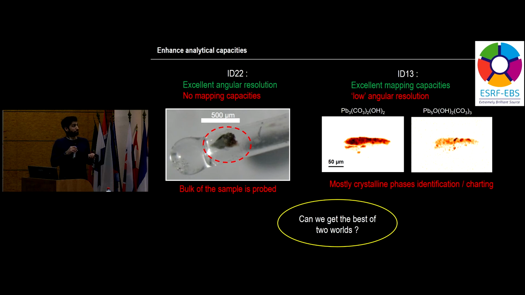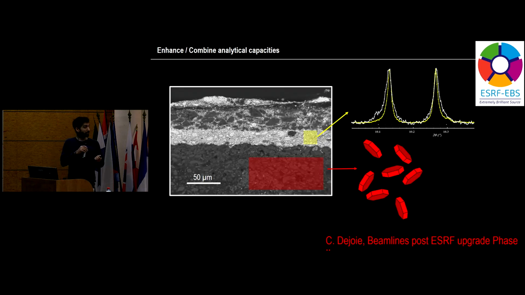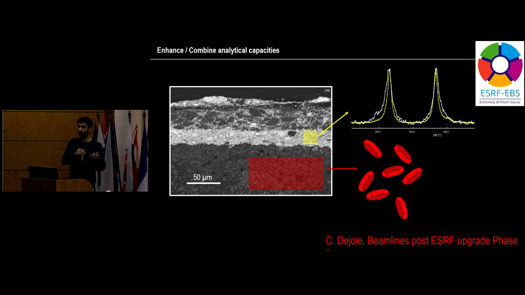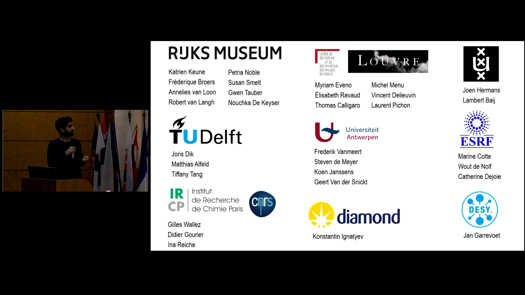So let's say, as a dream, what would be amazing is that I can combine this mapping of my sample, but I can selectively say, well, in this paint layer, can I have access to the microstructure of my sample? On this paint layer, can I model these particles of pigment? And there is this talk by Catherine, on the beamline's post-ESRF upgrade phase, where perhaps we should discuss this idea of combining the high angular domain with the high lateral domain.